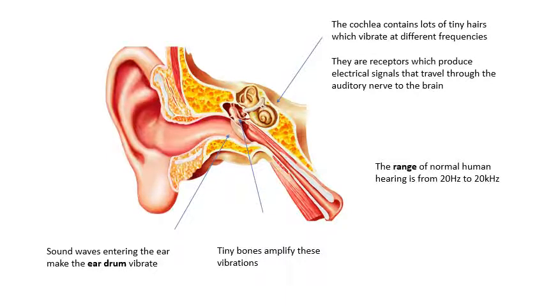Something you need to know: the range of normal human hearing is from about 20 hertz to 20 kilohertz. As you get older, that 20 kilohertz gets less and less. But that's the range of normal human hearing, 20 hertz to 20 kilohertz. Remember that.